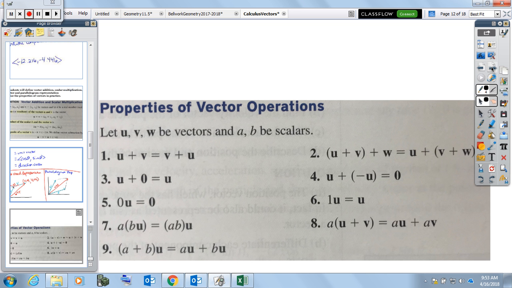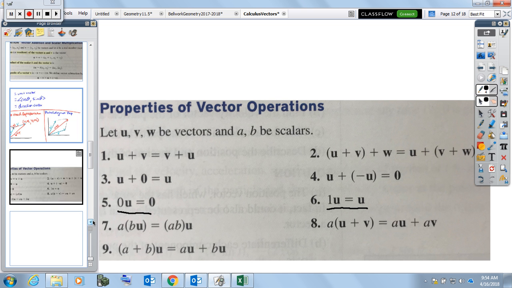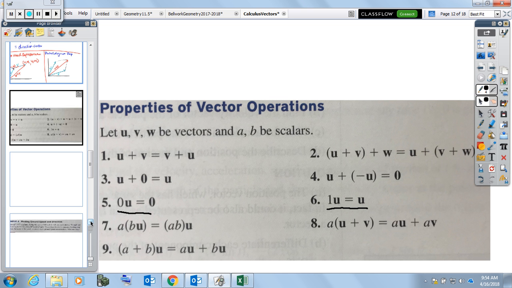I mean, take a look. 0 times our vector equals 0. 1 times the vector equals the vector. This is extremely similar to what we see in our basic algebraic properties as well. So make sure you have these vector properties of operations down.